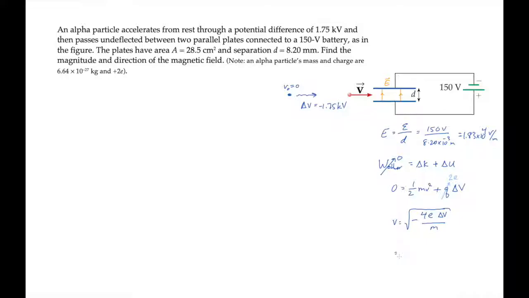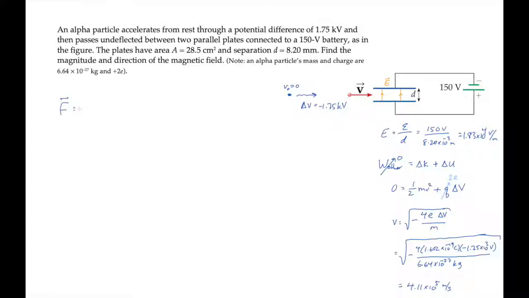and we can substitute all the values. 4 times the fundamental charge times the potential difference divided by the alpha particle's mass. Watching all the negative signs, we find the alpha particle enters the region between the two plates with this final speed. Now we can solve the problem using the fact that the particle travels undeflected through those two plates.